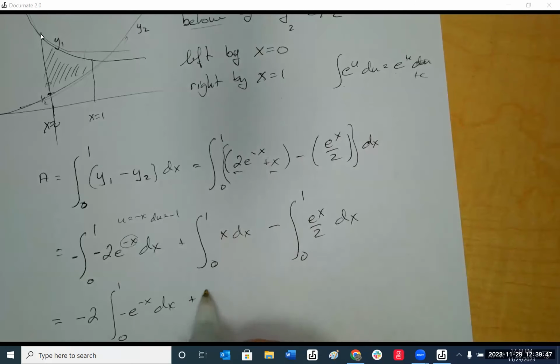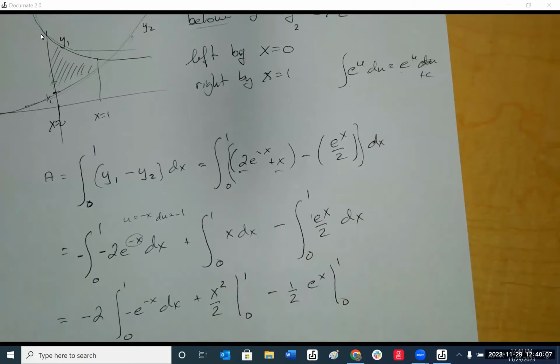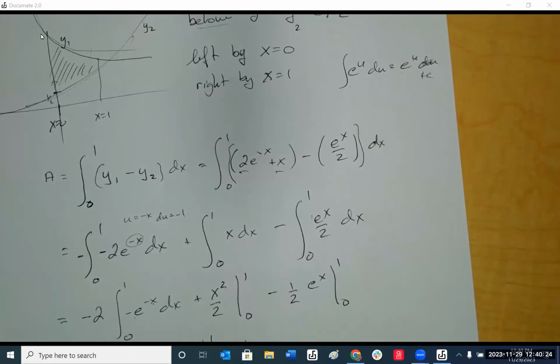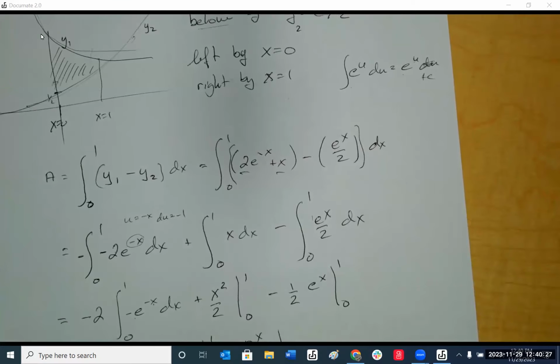The integral of x is x squared over 2. E to the power x, derivative of x is 1. Got that? So it's e to the power x. And that's as far as that one goes. So all of these are ready to integrate, and are e to the x over 2.